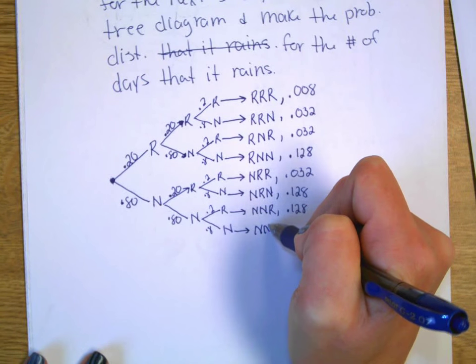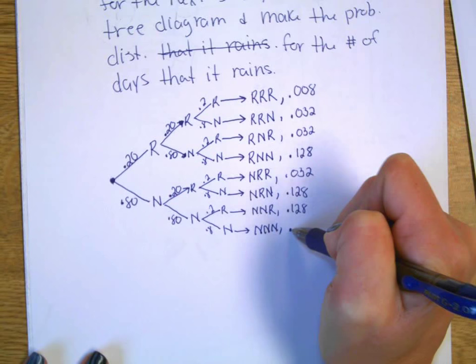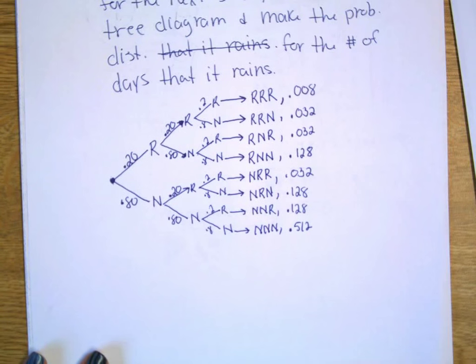No rain all 3 days is what? 0.512. Okay.